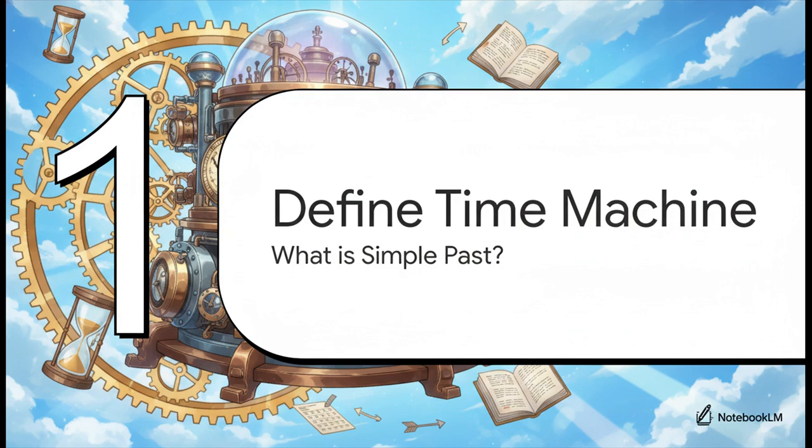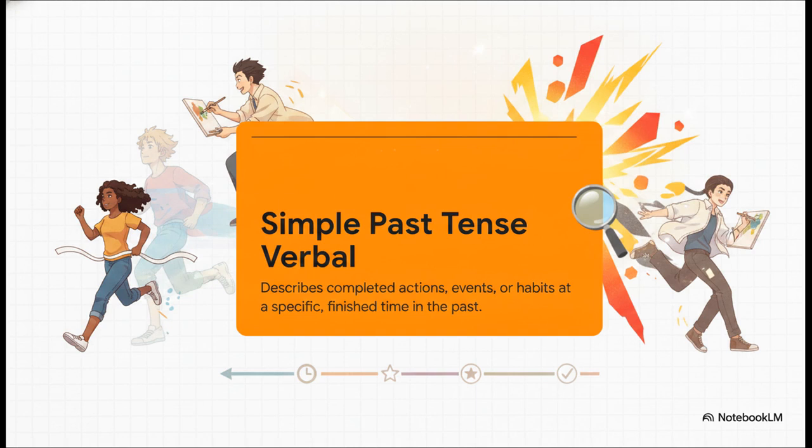Defining the time machine. What exactly is the simple past? Simply put, the simple past tense verb is your go-to structure for describing completed actions, events, or habits that happened at a specific finished time in the past. But there's a really important distinction we need to make here. Today, we're strictly looking at dynamic and stative action verbs. We're completely leaving aside linking verbs like was or were. We're talking about pure action, the things you actually did, not just states of being.